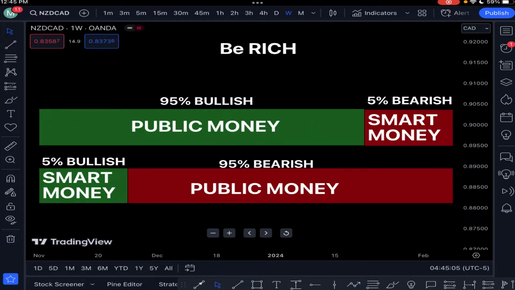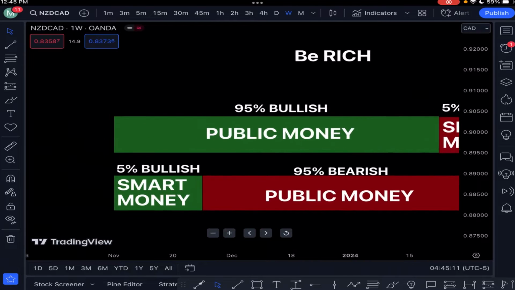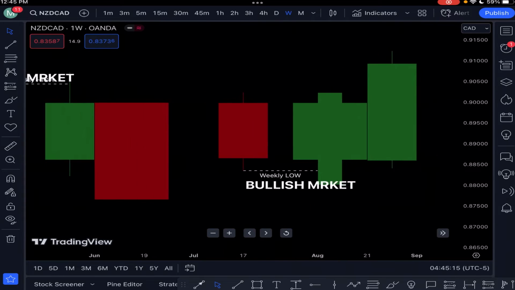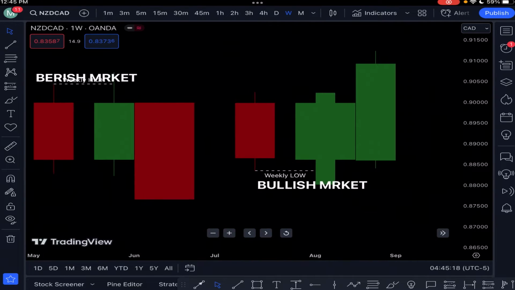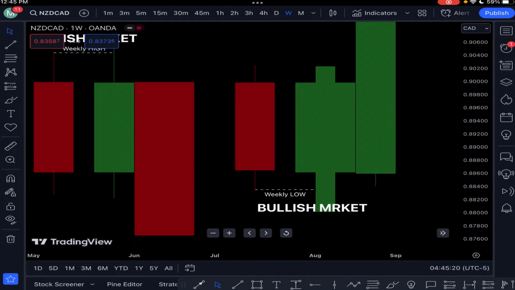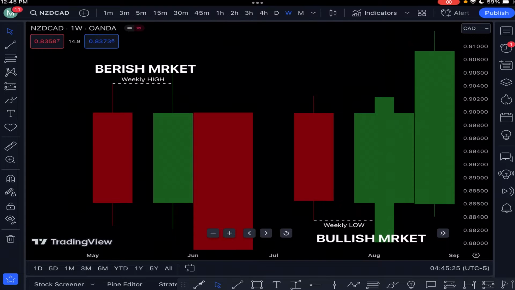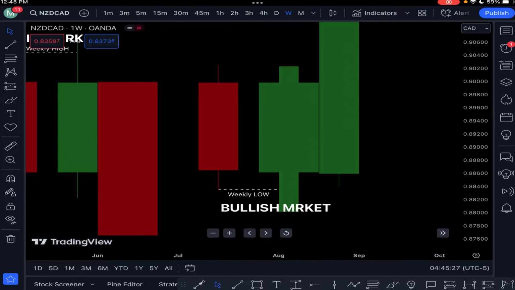So this is what you're doing. We are doing our sentimental analysis first. Then after doing our sentimental analysis, we are doing our technical analysis second. And what are we looking at? We are looking at price above weekly highs and price below weekly lows.